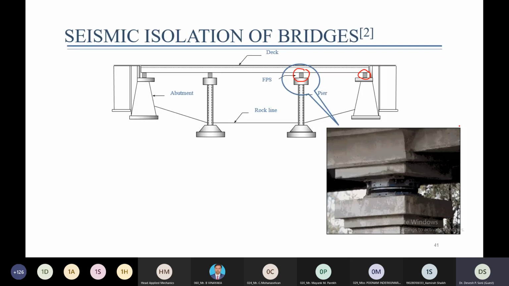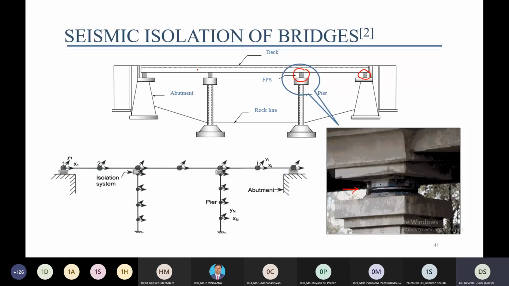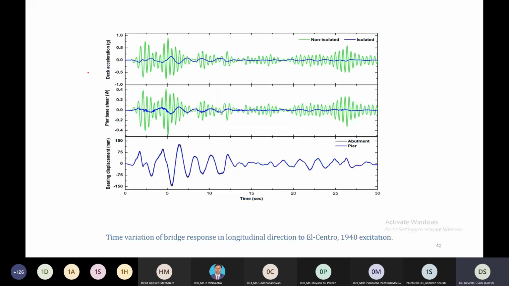This figure shows an actual example where we can see a friction type bearing installed between the deck and the pier. The mathematical model for computational purposes can be shown like this. The pier is discretized into smaller elements, and the deck is also discretized. And finally, the time history analysis is performed to evaluate the response. And that response is plotted over here.